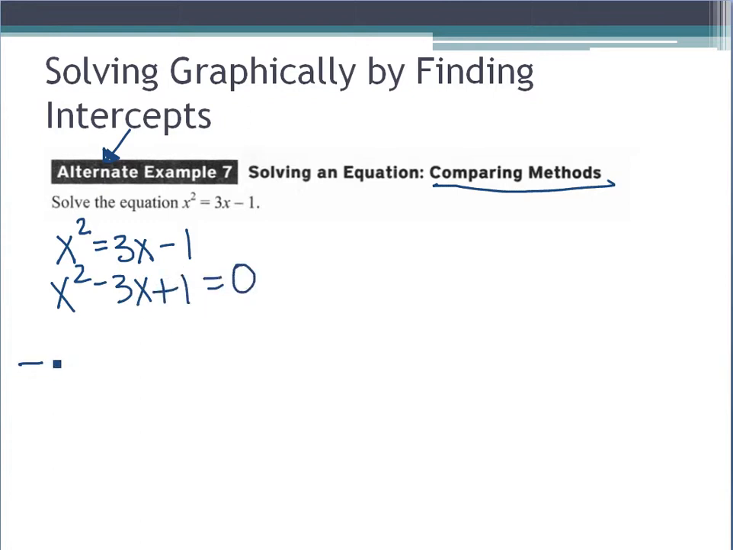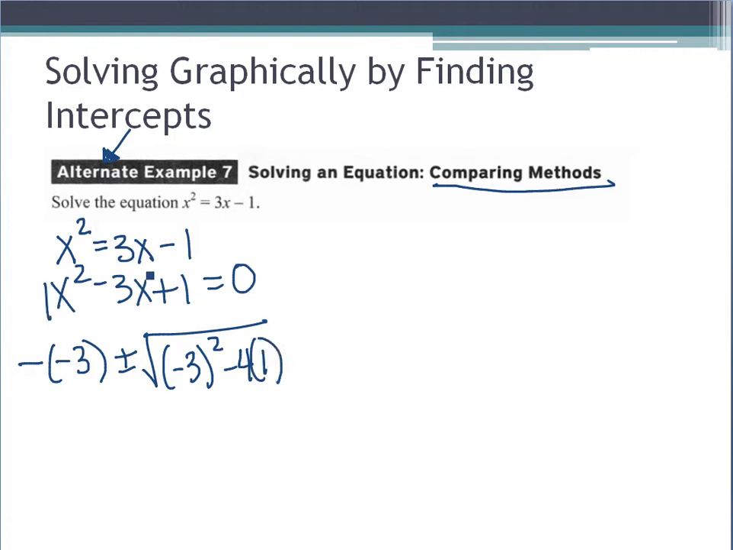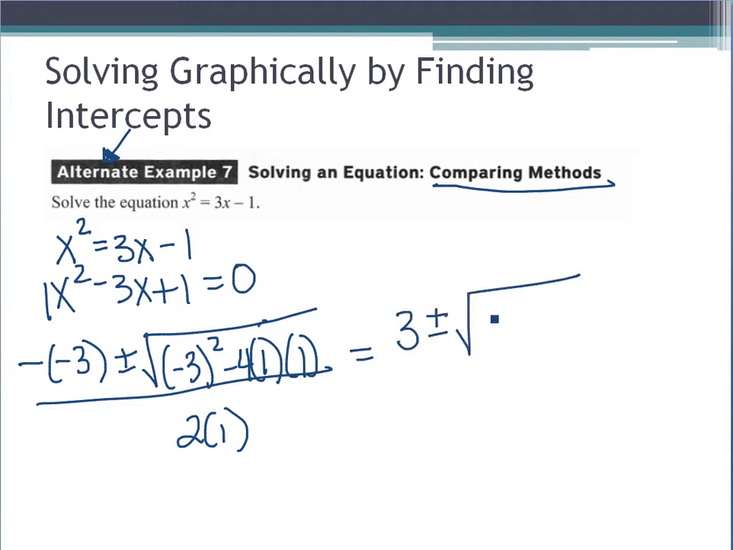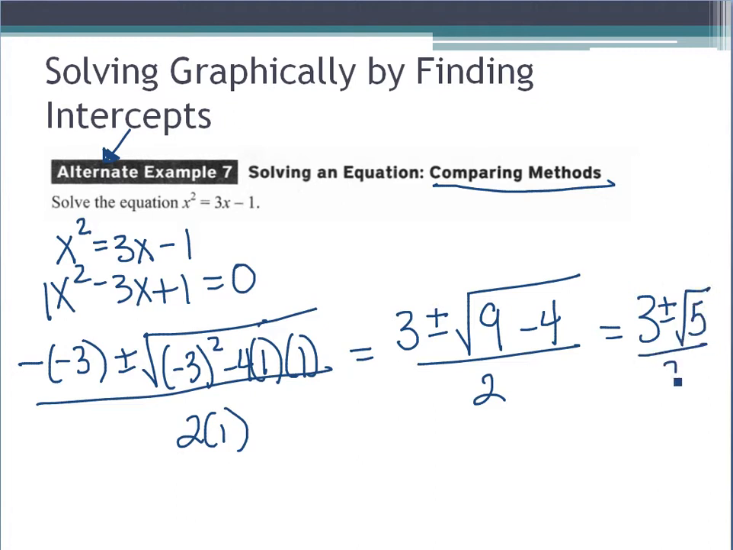Do the quadratic formula. So negative b, negative 3, plus or minus the square root of b squared minus 4 times a, which is 1, times c, which is 1, all over 2 times 1. Okay, so then we get 3 plus or minus the square root of 9 minus 4 over 2. So 3 plus or minus the square root of 5 over 2. Now, this is what's known as the exact answer.